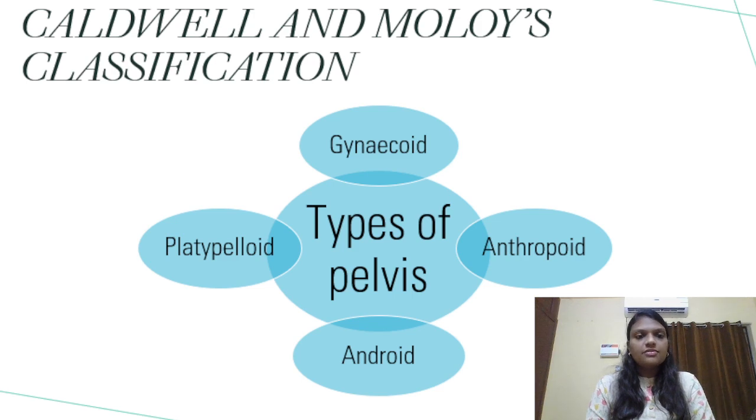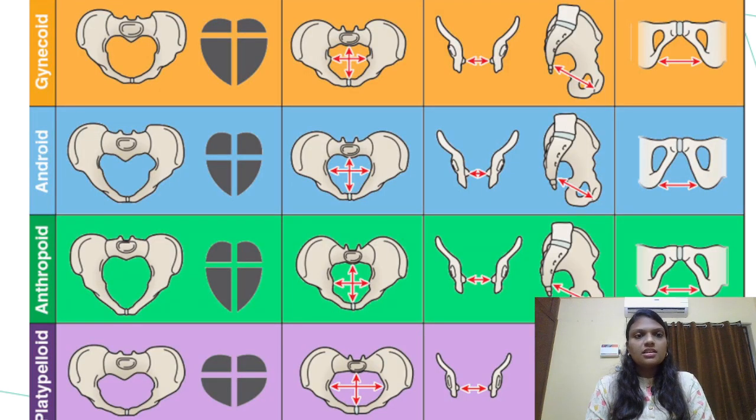First, we will see the differences of the inlet. Gynecoid pelvis. The inlet of the gynecoid pelvis is almost round in shape. So, the anterior segment and the posterior segment will be equal. Android pelvis. The inlet of the android pelvis is almost triangular in shape. The posterior segment is smaller than the anterior segment and there is anterior narrowing.